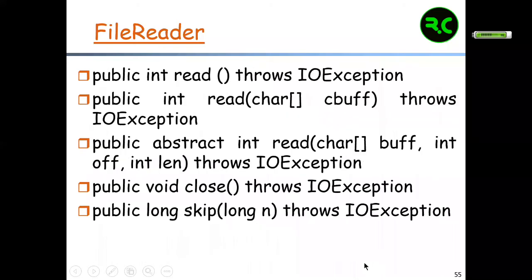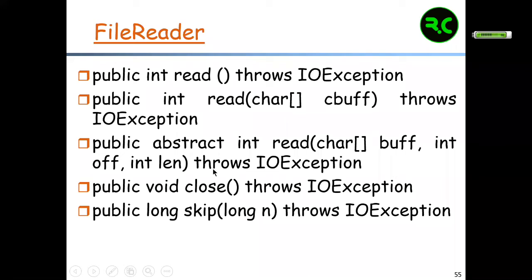The methods I have here are read, close, and skip. The read methods return an int value, which is the number of characters read from the file, and they throw an IOException. When there is no data left to read from the file, it returns -1. Otherwise it returns a value for the character read.